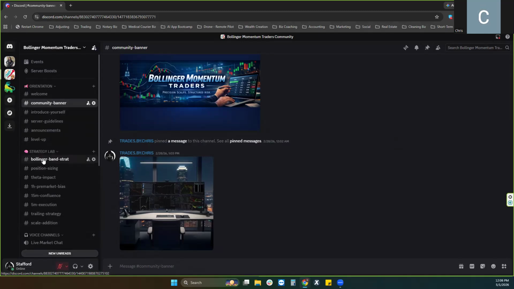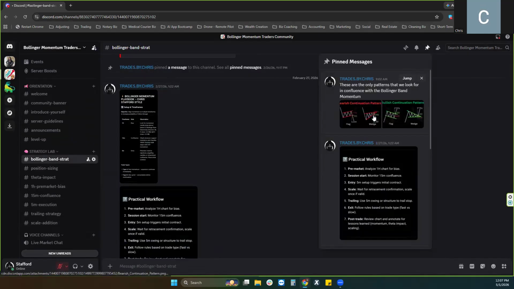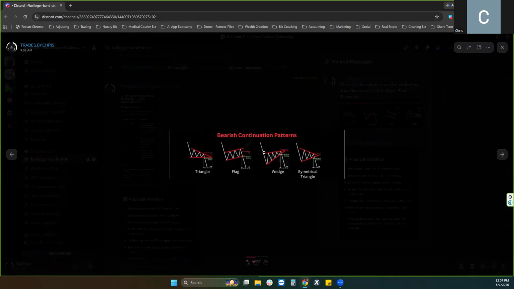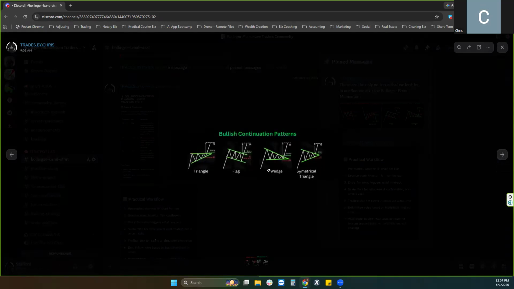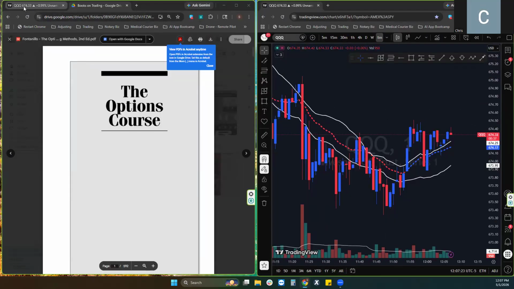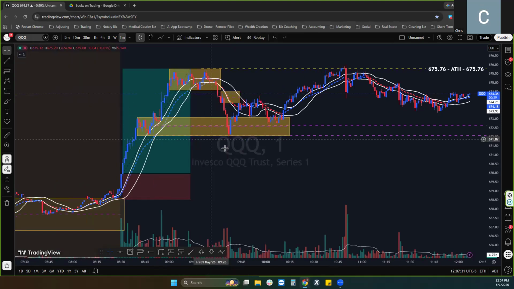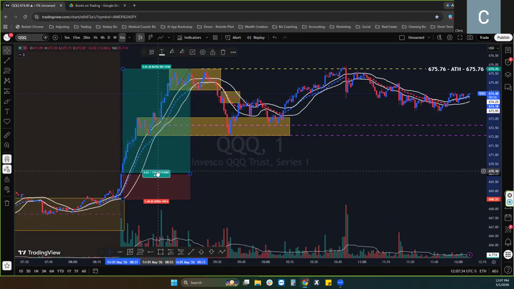One of the things that I've added to the Bollinger Band strategy is this right here. These continuation patterns, whether they're bullish or bearish, right? So I've added these patterns to this strategy as well. Pretty much what I look for, I can go to the charts over here, and I'll just go through this.